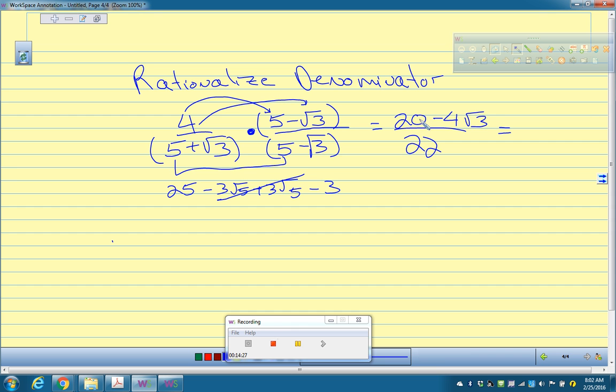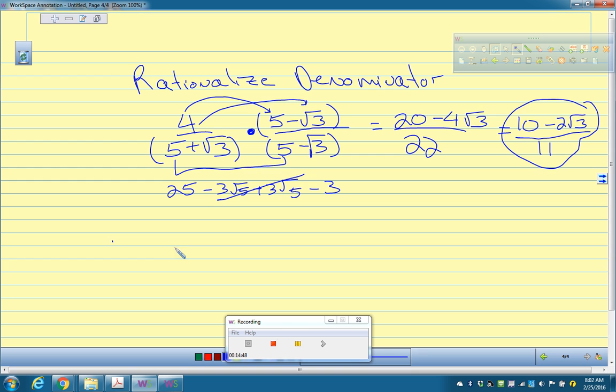How many times does 2 go into 20? 10 times. How many times does 2 go into 4? 2. How many times does 2 go into 22? 11. This is your best answer, because this is okay, but this is in reduced form. If you can divide everything by a number, that's how it works, okay? So this is your last try.